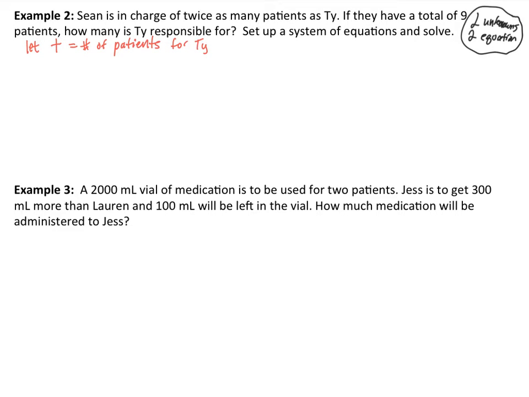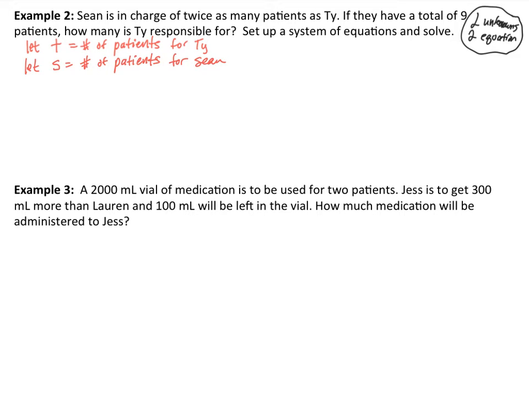What else do I not know in this example? Well, if we look, Sean is in charge of twice as many as Ty. That means I don't know the number for Sean either. So that's what I'm going to let my second variable equal. Let's let S equal the number of patients for Sean. These are the two things I don't know in this example.